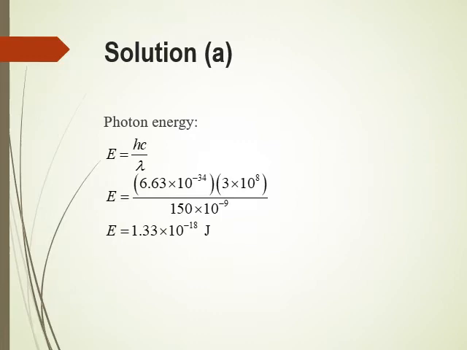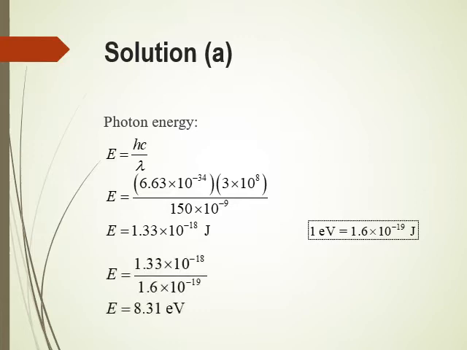You now have E equals 1.33 times 10 to the power of negative 18 joule. But that is not the end of this question yet, because the question is asking for the answer in eV. So 1 eV is equal to 1.6 times 10 to the power of negative 19 joule. Now you can do the unit conversion and eventually you will obtain E equals 8.31 eV.